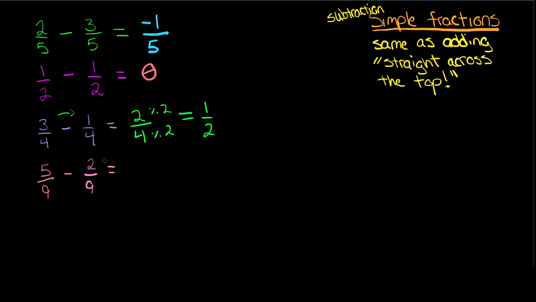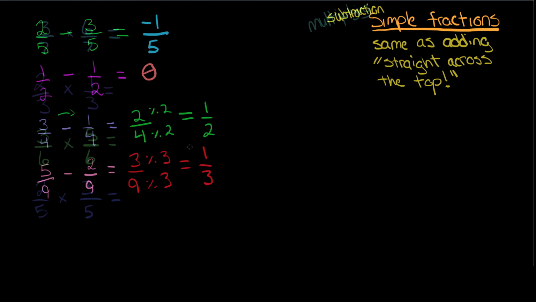Moving on to our last subtraction of simple fractions, we have 5 over 9 minus 2 over 9, so just 5 take away 2, that gives us 3 over 9, but these both can be divided by 3, so we can simplify this to 1 over 3, and we're good with subtraction.